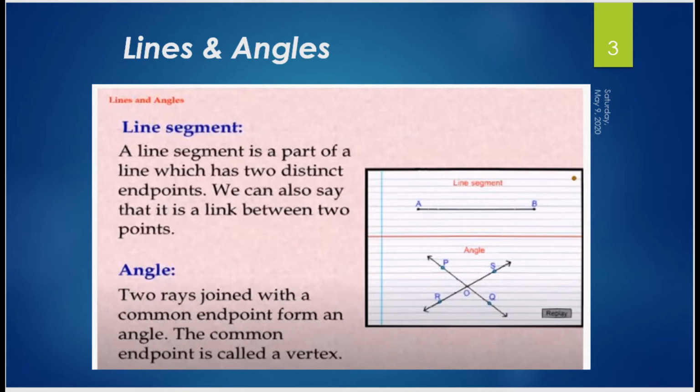Then is angle. Two rays joined with a common endpoint form an angle. A common endpoint is called a vertex. You can see in the figure O is the point where two lines meet. So this is the point of the vertex.